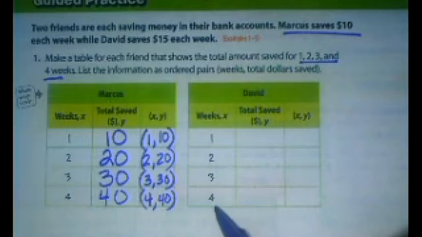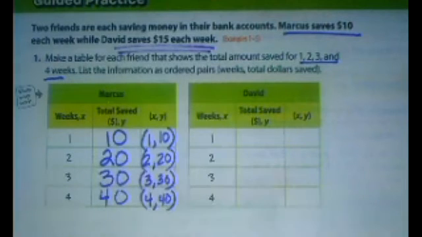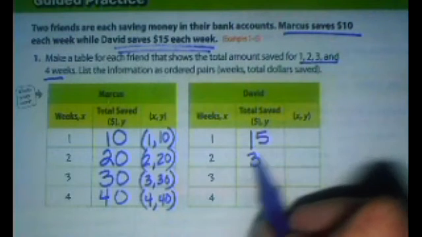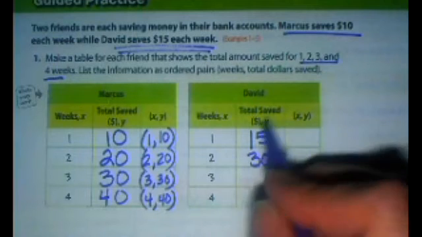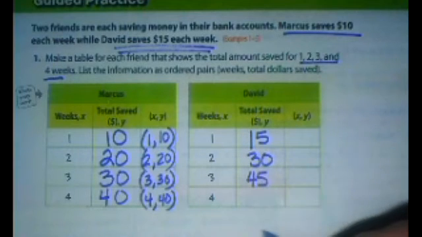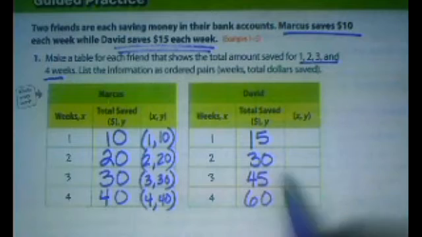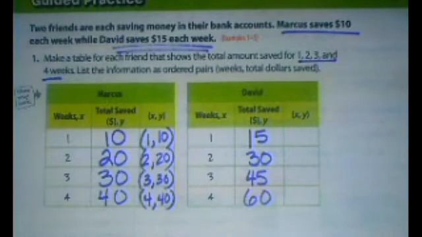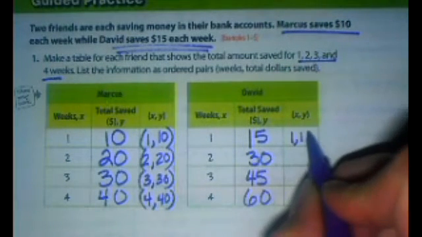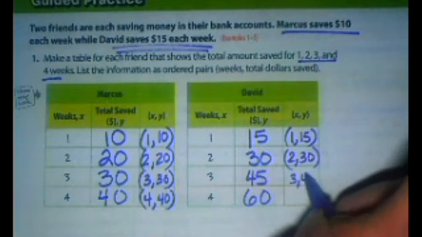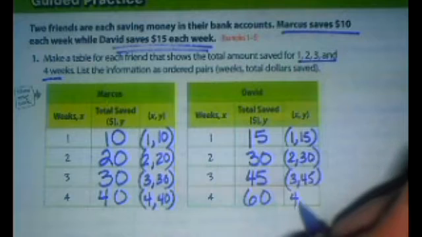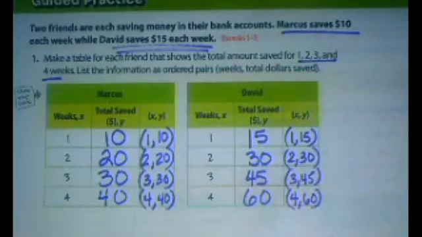Okay, now let's look at David. Same 4 weeks, but he saved $15 each week. So in week 1, he had $15. In week 2, now he has $30. Why? Because 15 plus 15 is 30, or 15 times 2. In week 3, he's got $45. And in week 4, he has $60. So if we write that as an ordered pair, 1, 15, 2, 30, 3, 45, and 4, 60.